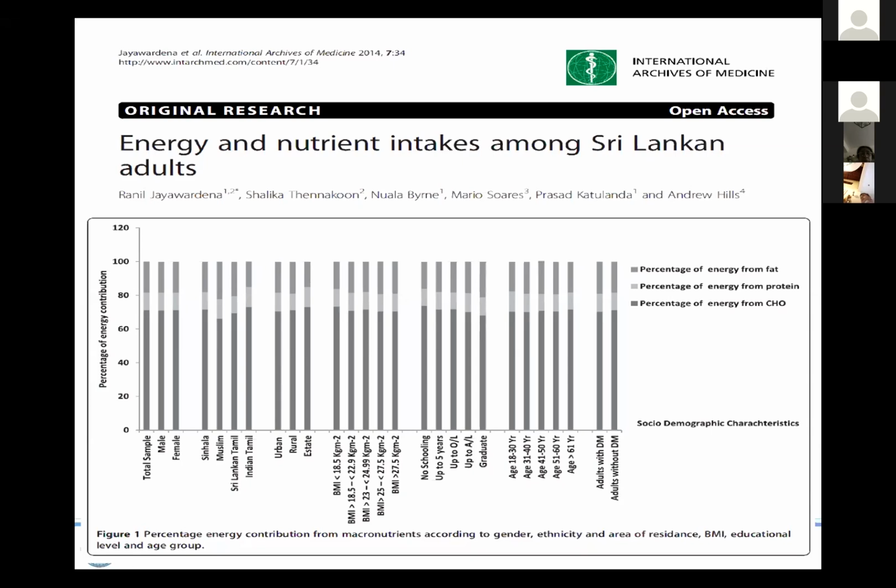And you can see the amount of protein intake is also very little, and fat also very little. So our main calorie source in this country is carbohydrate. So if someone wants to cut down calories, it should be mainly carbohydrate, which consists of over 70%.